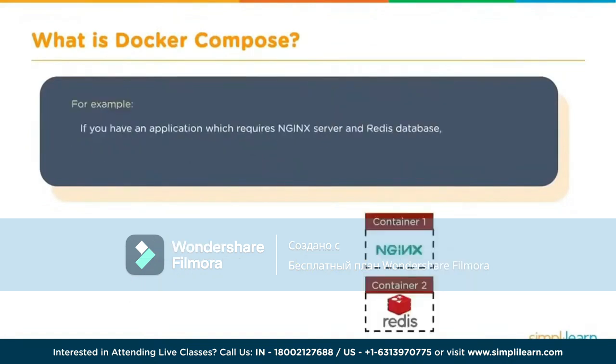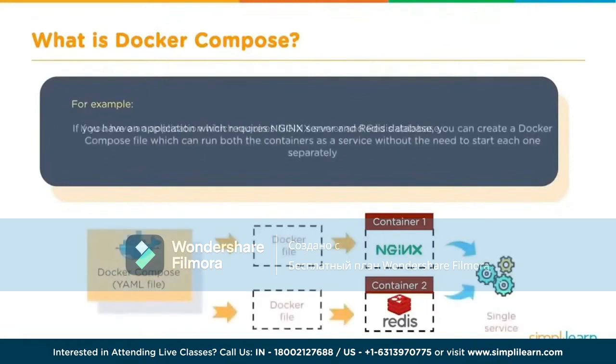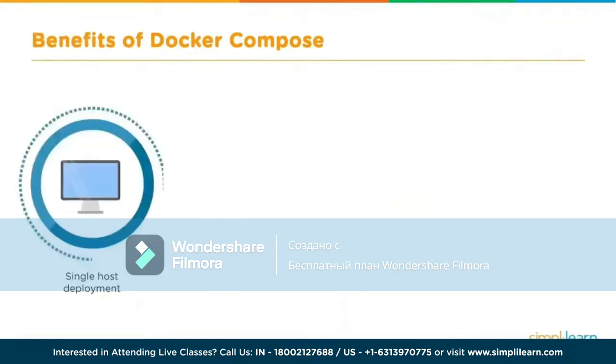So let's take an example of running a container with an Nginx server and one with a Redis database. You can create a YAML Docker Compose file that has the instructions on the containers needed to build out both environments. And then you can run each of those environments separately, but have them connected as a single service. So the benefits of Docker Compose is that you have a single host deployment environment.